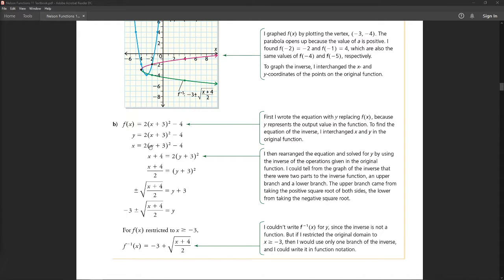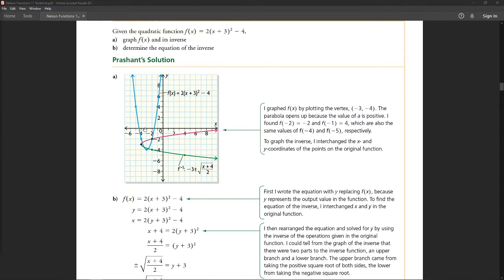Now, solve for y. So now, basic algebra: move the 4 to the other side, so x plus 4, divide by 2 to get rid of the 2, square root it, and then, that's right, plus or minus, because this can be positive or negative, and then you subtract 3 over there. Perfect. For f of x, it's restricted to x needs to be greater than or equal to -3.